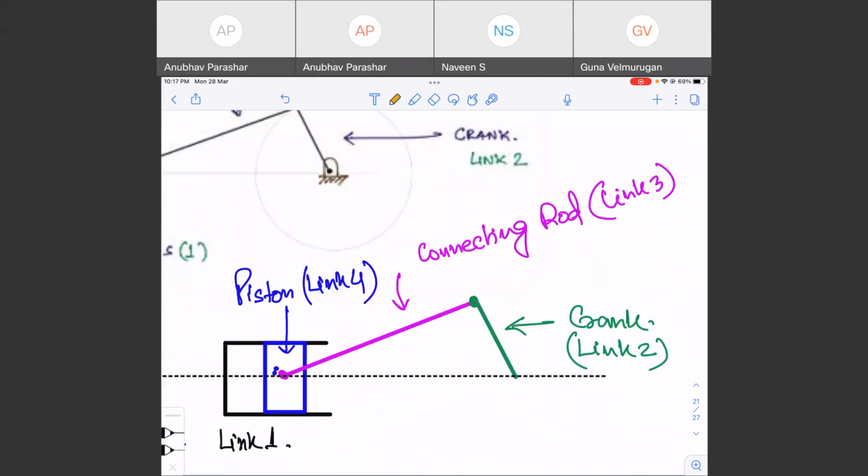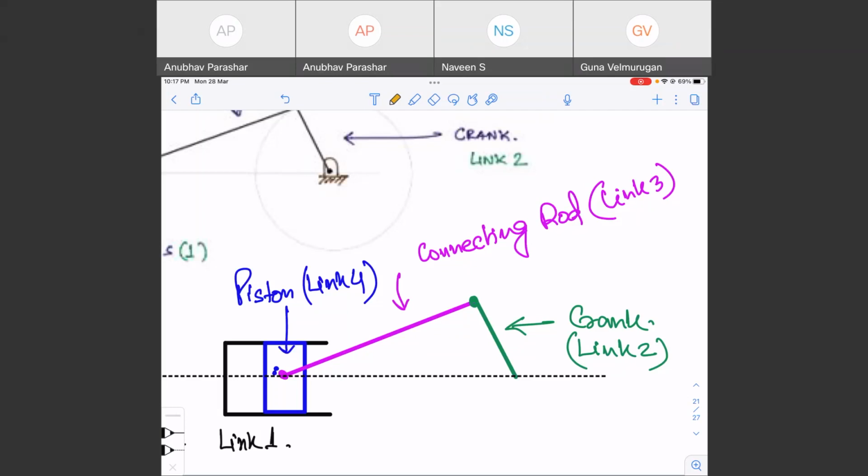So this is basically a single slider. Which is the slider? Piston is the slider, right? So this is the single slider crank mechanism, right?